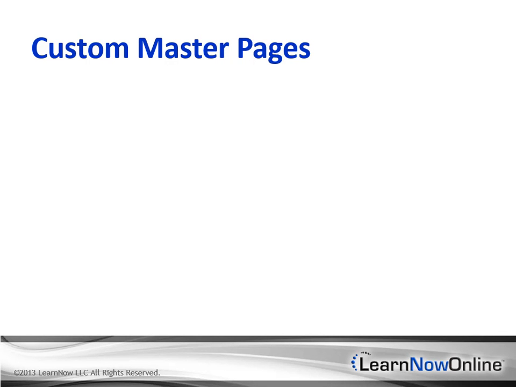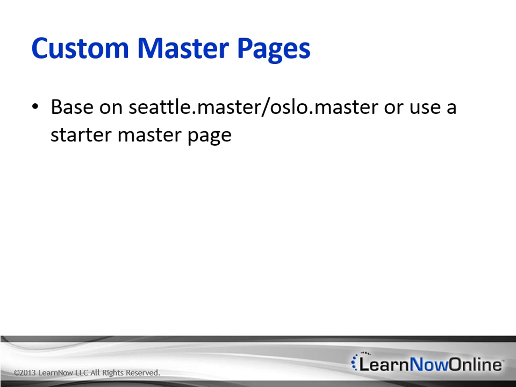Now we're going to look at custom master pages. Typically, the way you'll go about building a custom master page is, if you don't have a lot of changes to make, you'll probably just want to use the Seattle.master or the Oslo.master. But if there's a lot of changes that you're going to be making, you're going to want to use the starter master page.